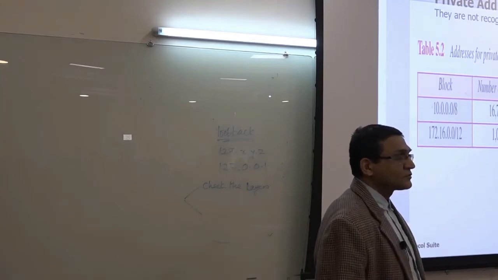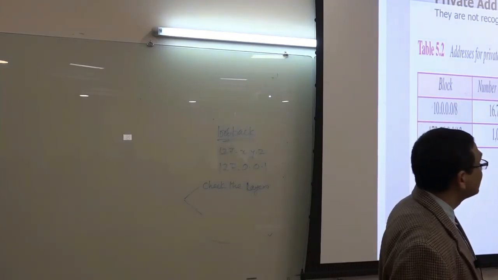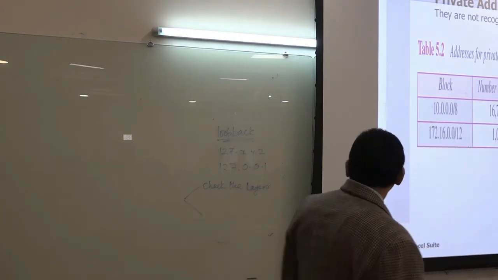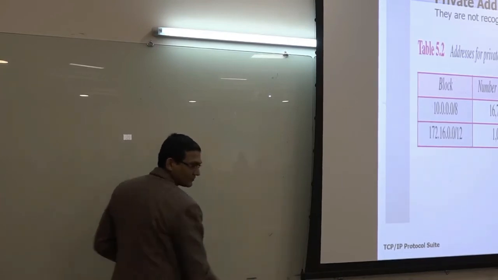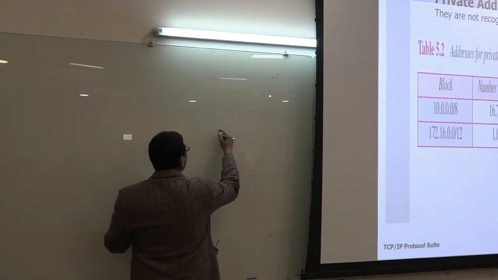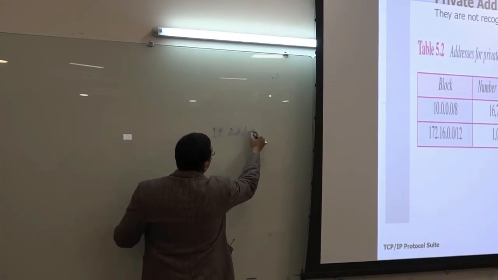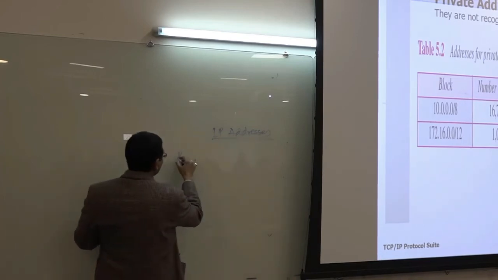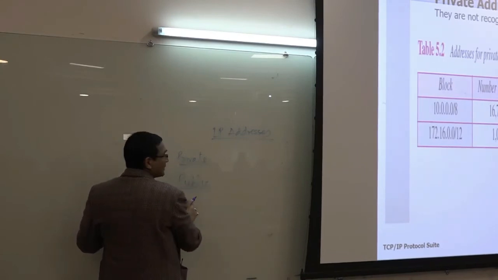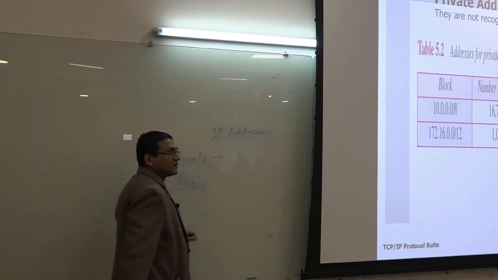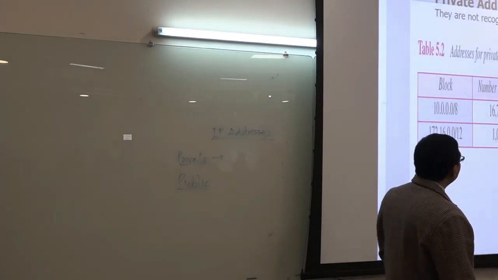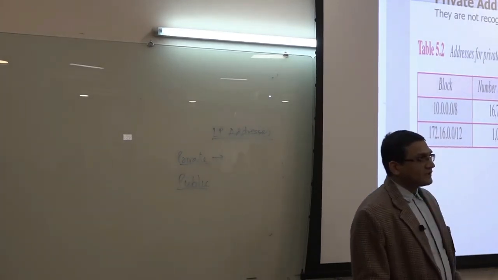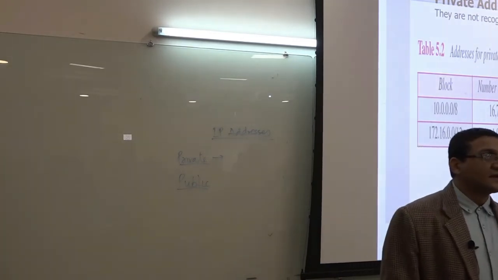Then we have some blocks of addresses which are said to be private addresses. So we have two kinds of addresses. One is called public addresses and one is called private addresses. Now these private addresses are the blocks which are assigned for a private network, and these are addresses which are not used globally. This is only for local identity.